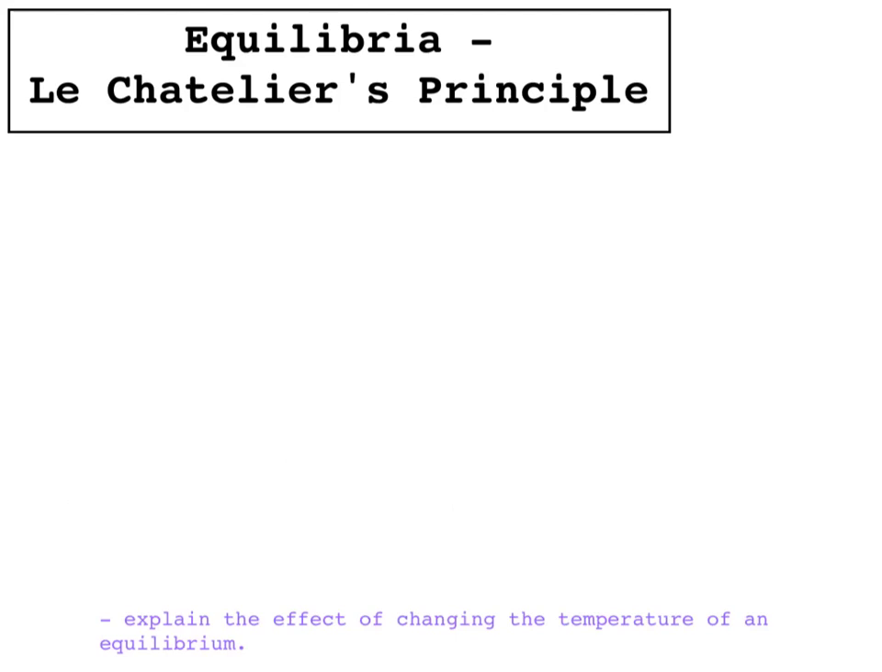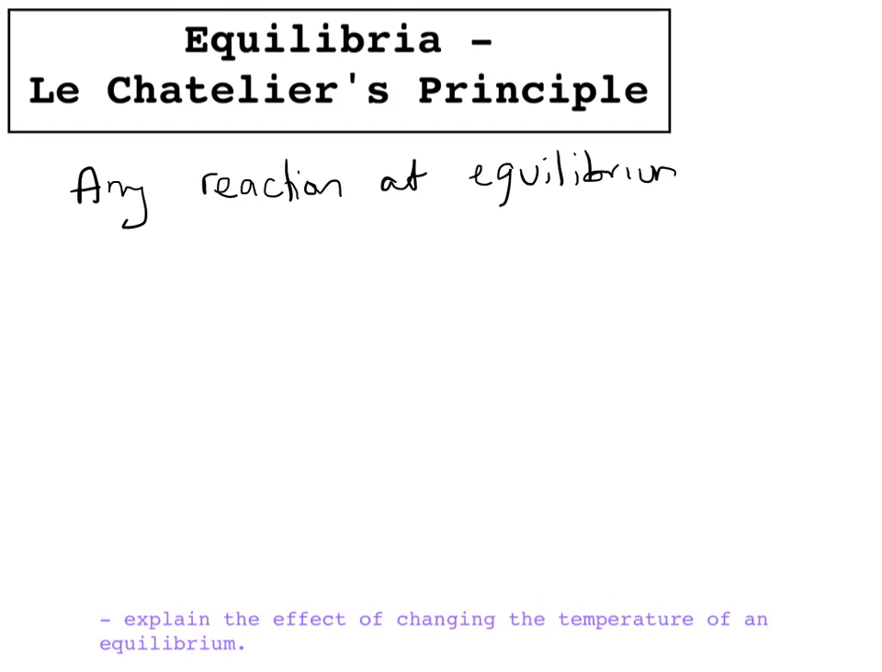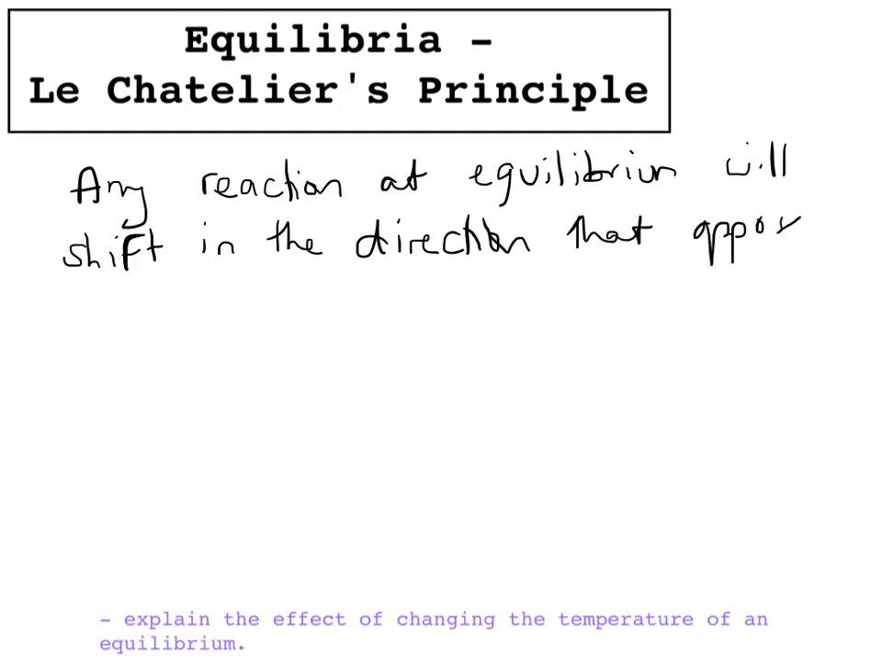Another property of a dynamic equilibrium is that it will follow Le Chatelier's principle. And Le Chatelier's principle is that any reaction at equilibrium will shift in the direction that opposes any change made to it. Now that definition you need to know.